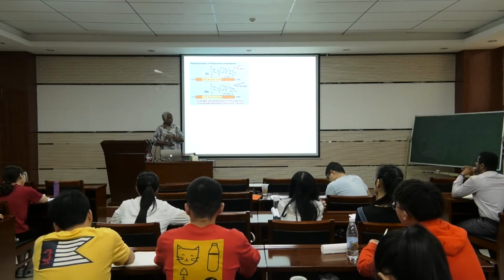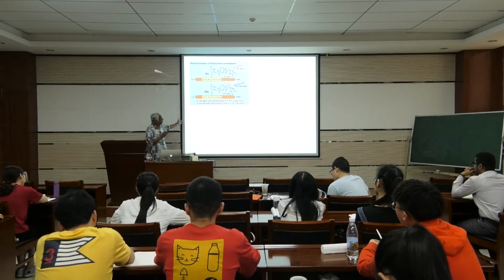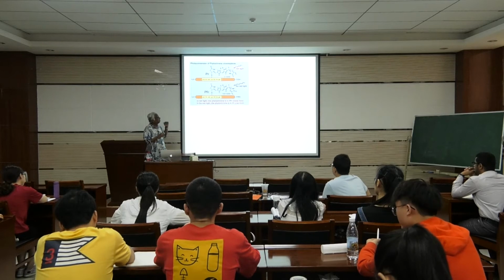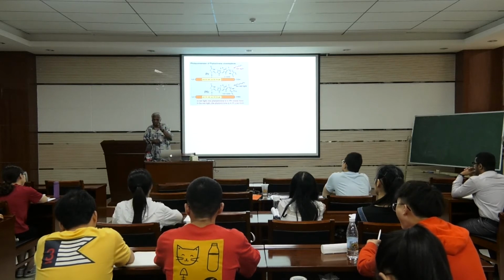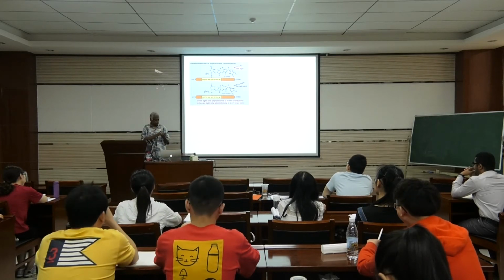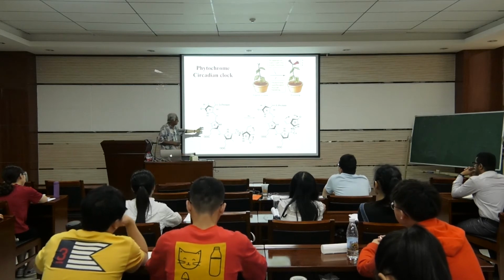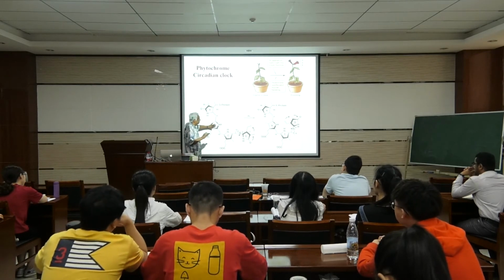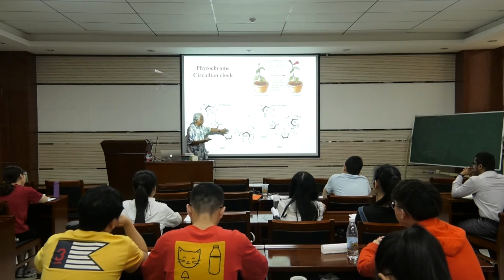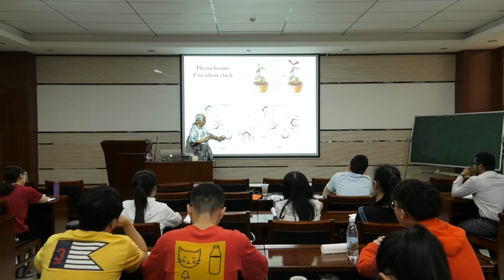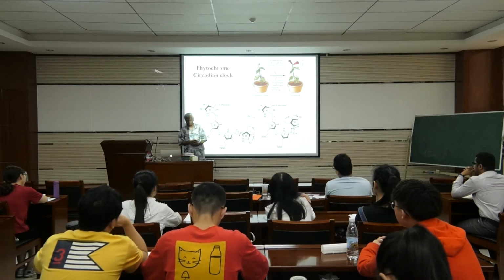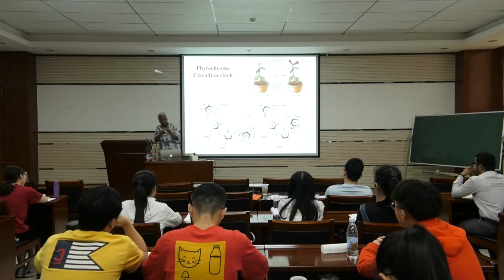Okay. So there are two types of light: red light and far red light. This molecule will isomerize with one type of light, and that molecule will isomerize and go back to this one with a different type of light, because they absorb in a different region.